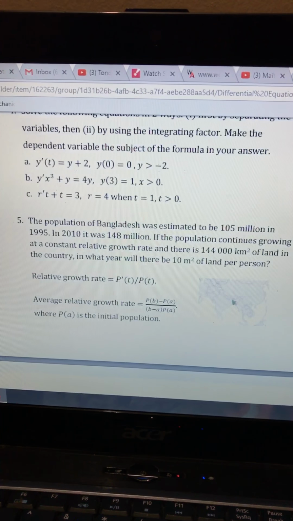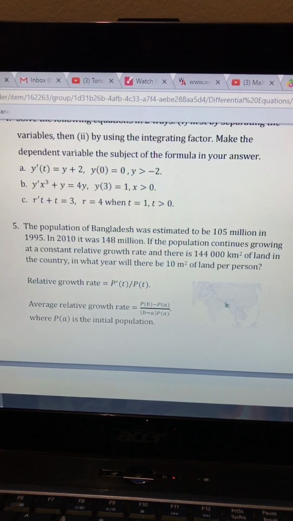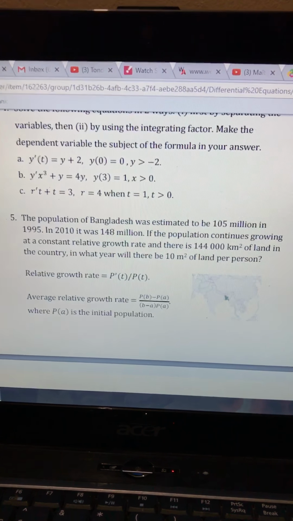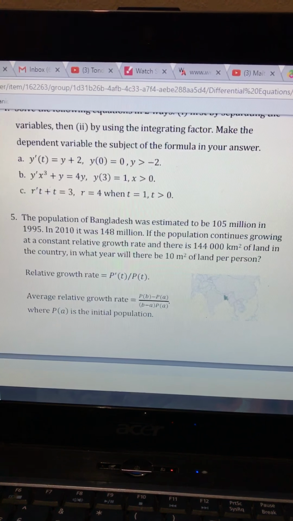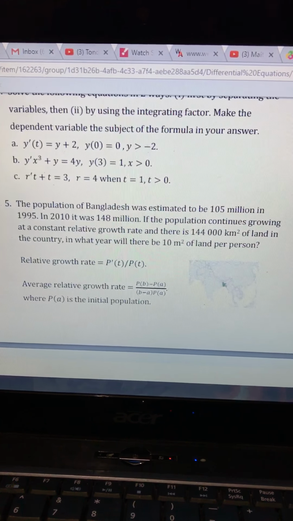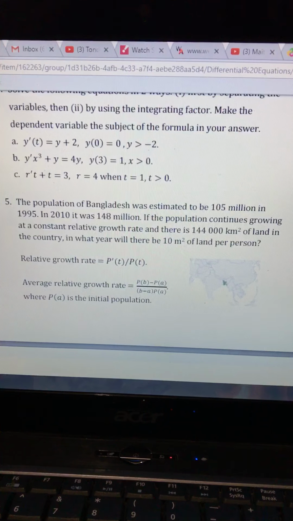Tutorial 4, question 5. The population of Bangladesh was estimated to be 105 million in 1995. In 2010, it was 148 million. If the population continues growing at a constant relative growth rate and there is 144,000 kilometers squared of land in the country, in what year will there be 10 meters squared of land per person?